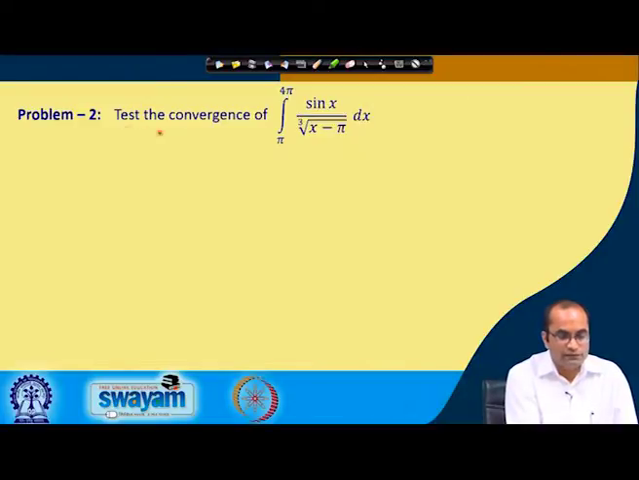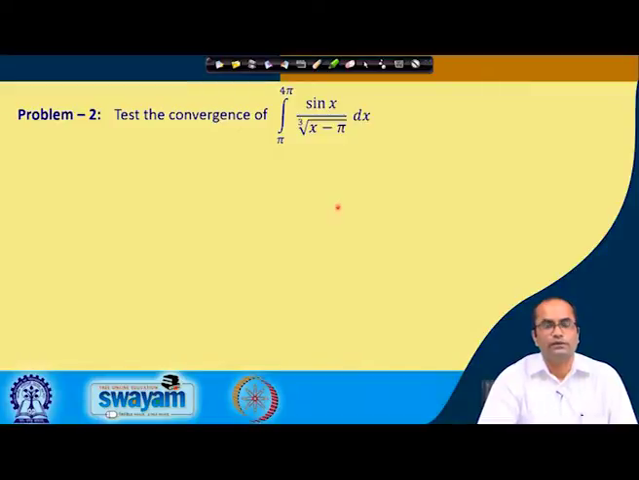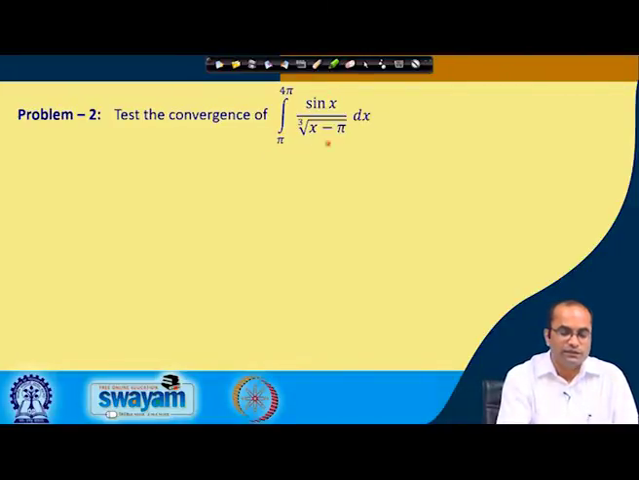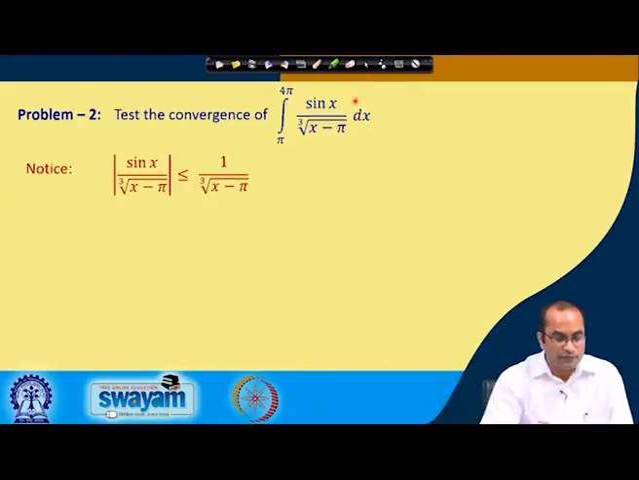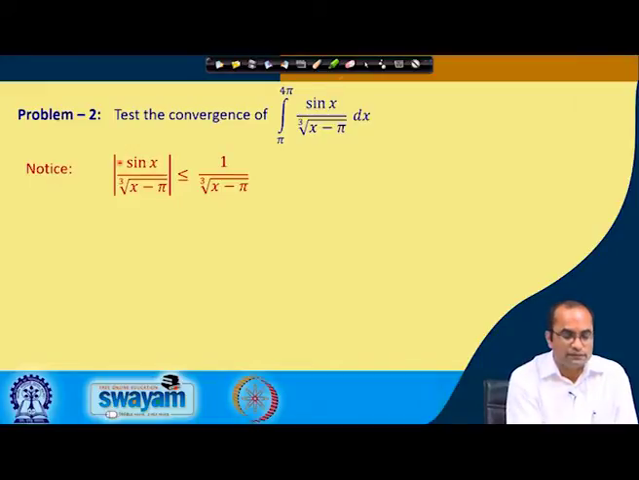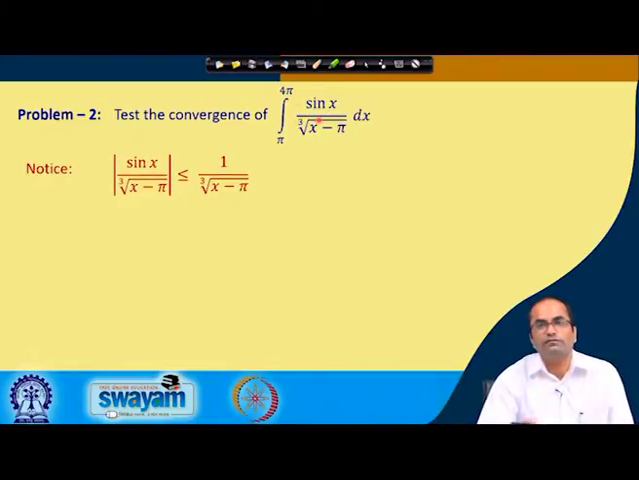Now we will test the convergence of this integral, from pi to 4 pi, of sin x over the cube root of (x minus pi) dx. We have a problem again, because the integrand is getting unbounded, and now we will discuss the convergence here. It is rather easy to see that if we take even the absolute value of the integrand, we get what we discussed in the last lecture, which is called absolute convergence.